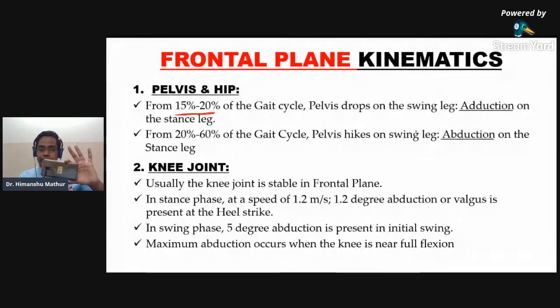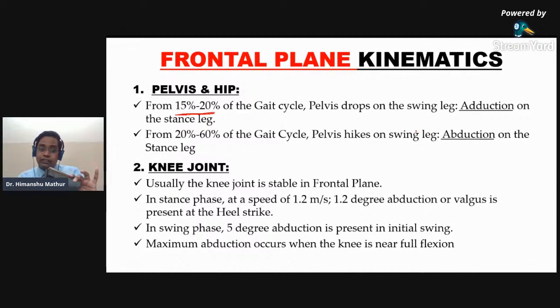Okay, so whenever this stance foot is preparing for the weight bearing, initially the contralateral side of the pelvis drops down. Okay, it drops down, causing some amount of adduction on the stance side.